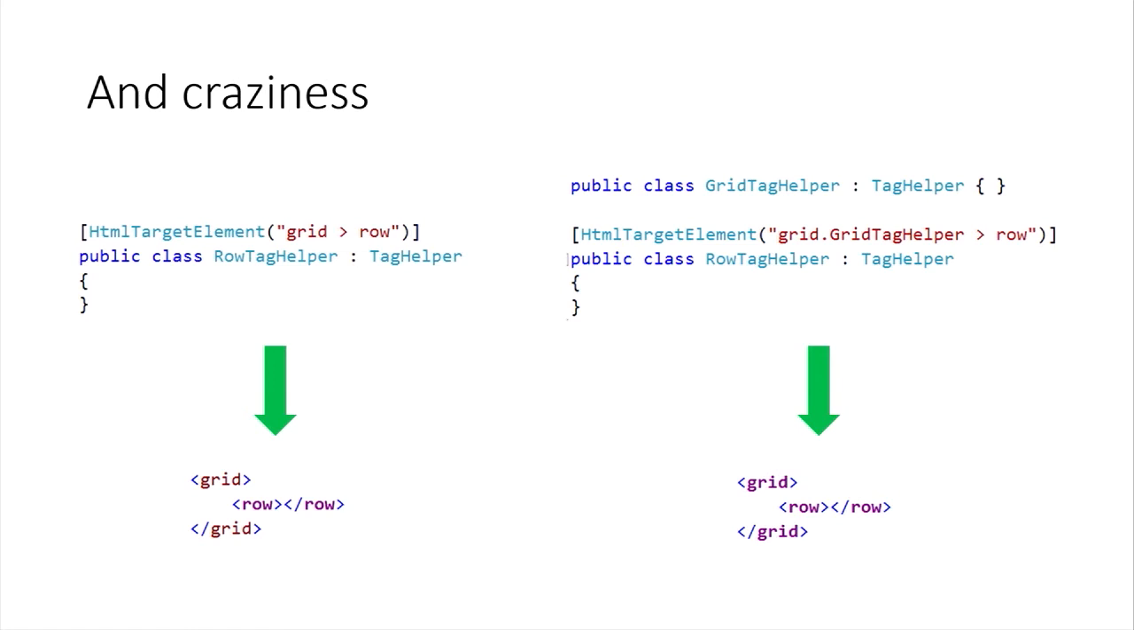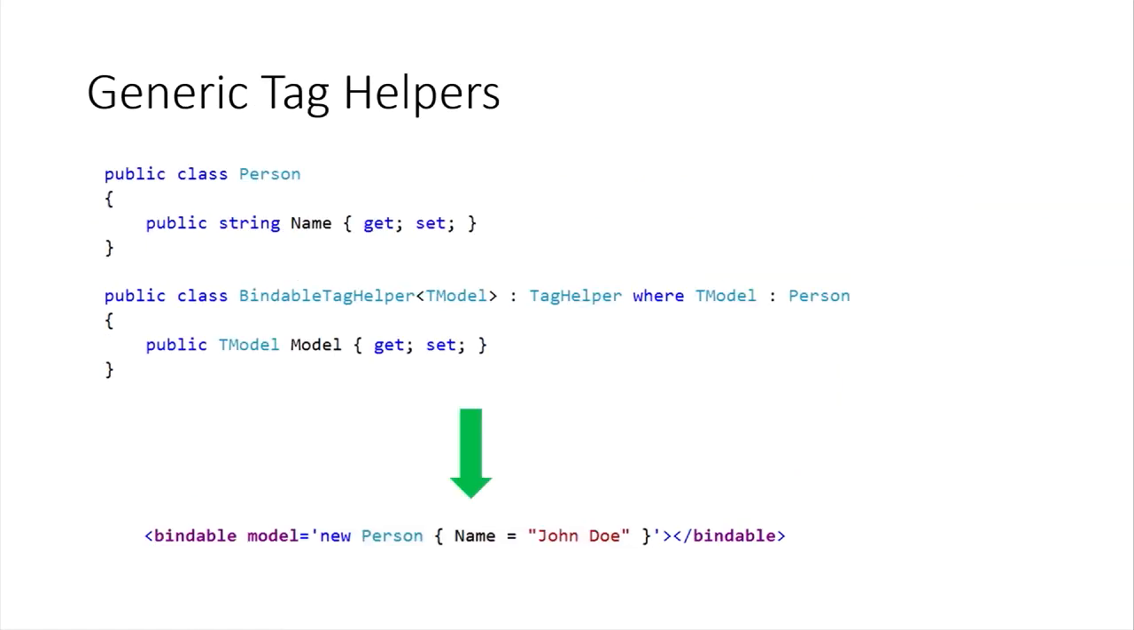So when we end up doing this idea, we'll put the tooling feature in. Okay. Generic tag helpers. This is you, man.